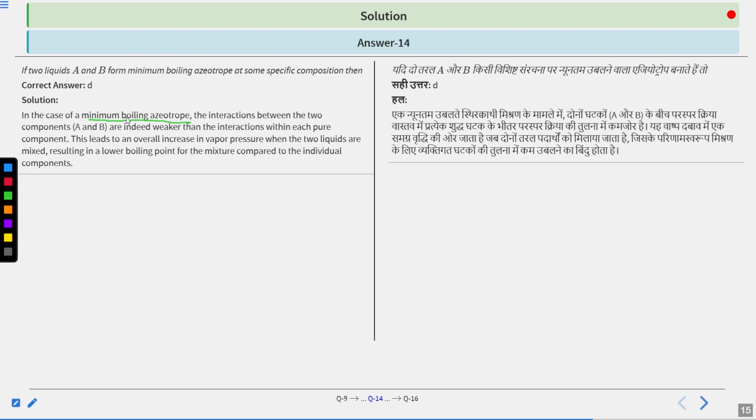Now this azeotrope thing is used, but it has no use here. So basically when you study azeotropes, they can be of two types, minimum boiling azeotropes and maximum boiling azeotropes. The speciality of an azeotrope is that it maintains the same concentration in the vapor and liquid phase as well. So this is for question number 14. Moving on to the next question.